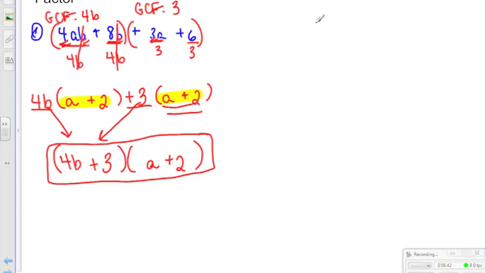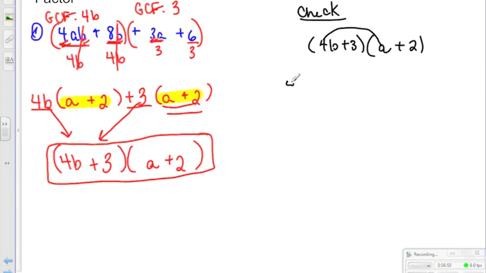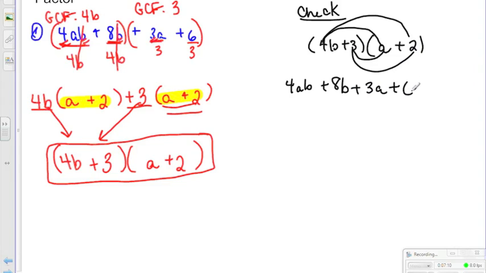So what we can do now is we can check this. As GCF was the reversal of the distributive property, so we distribute to check it. This is the reversal of foiling. So we FOIL and say 4b times a, put in alphabetical order, so it's 4ab. 4b times 2 is 8b. Then we do our inside. 3 times a is 3a. And 3 times 2 is 6. And we look, is this the same thing as our original problem? Yep, so we check.